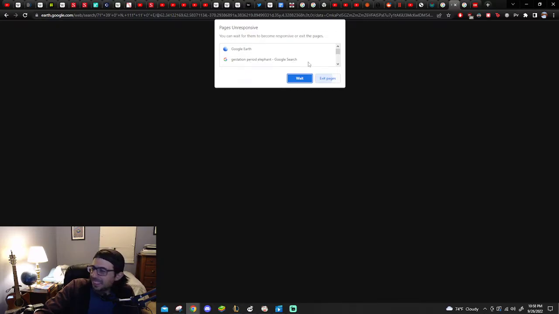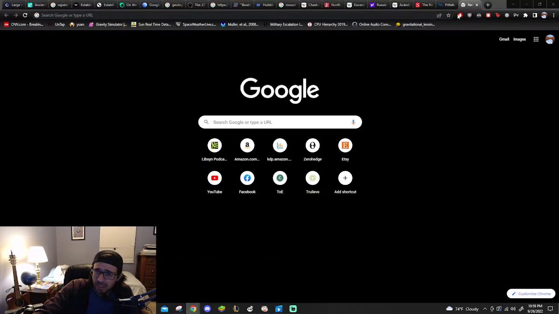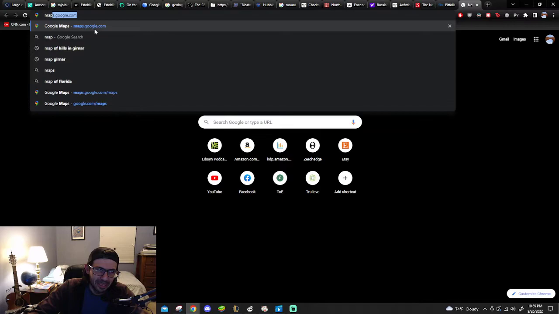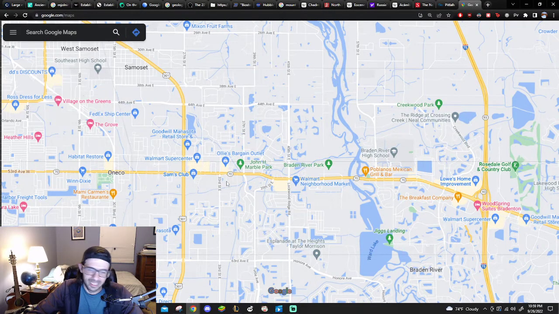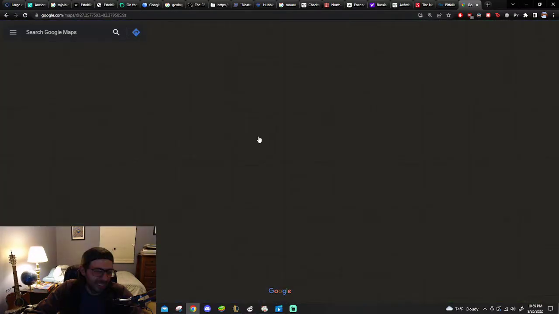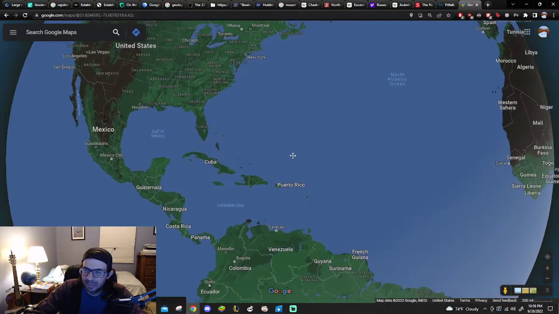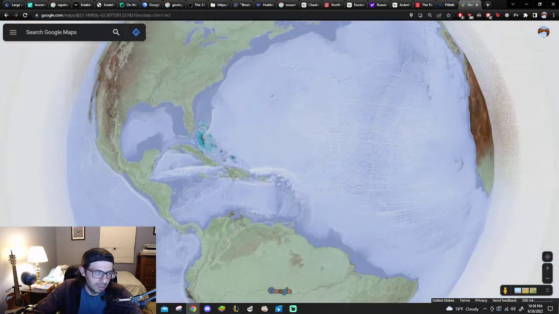Gestation period elephant. I saw an elephant birth on YouTube or Twitter. I wonder what the odds are that these people saw it seemingly out in the wild. Maybe it was actually a preservation, I guess. Crap. Maybe I'll just pretend that's not happening. Maps. Will that work for me? It's literally working. What the fuck? That other tab is gone. Okay, what was I doing?